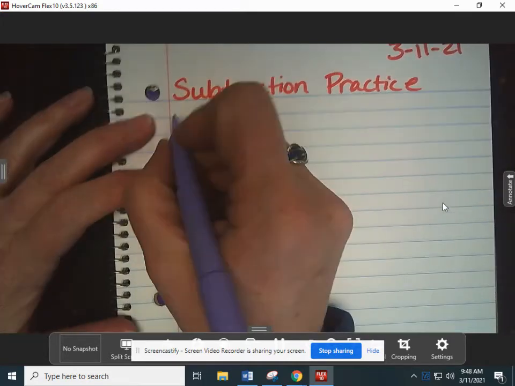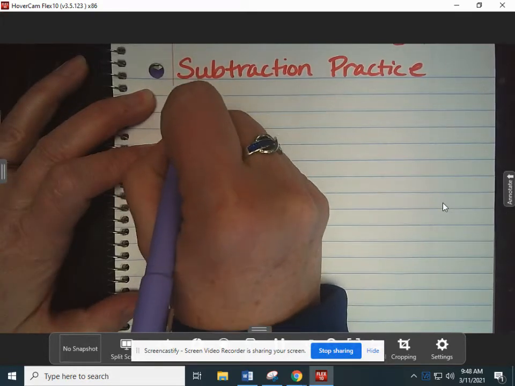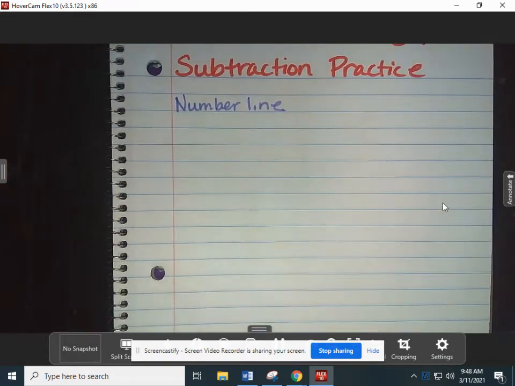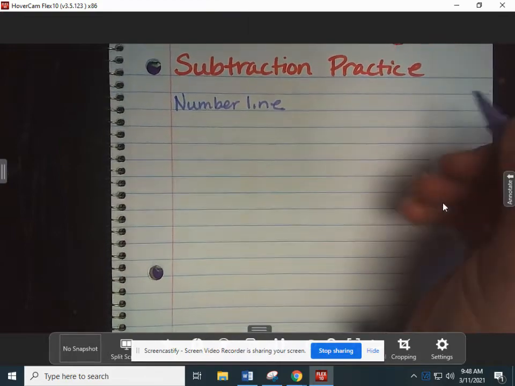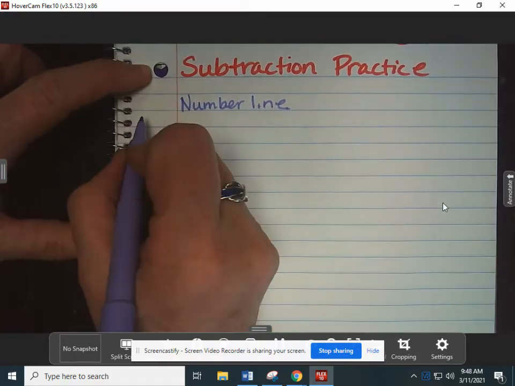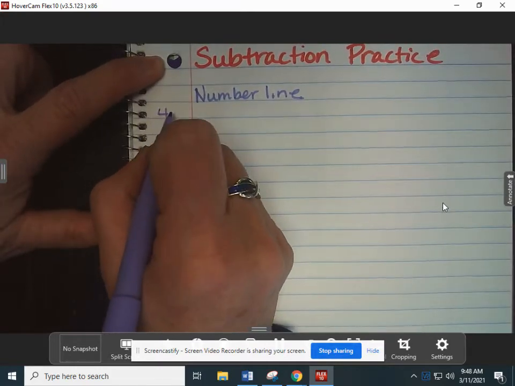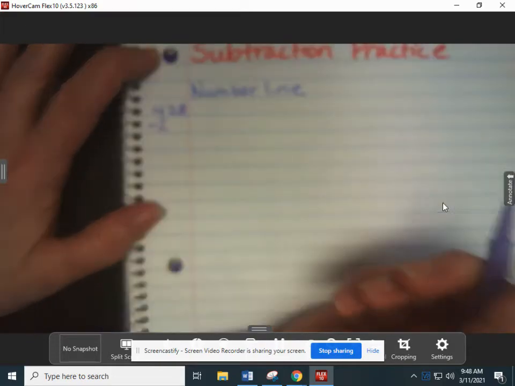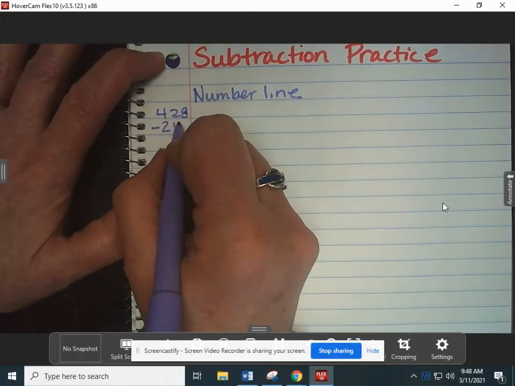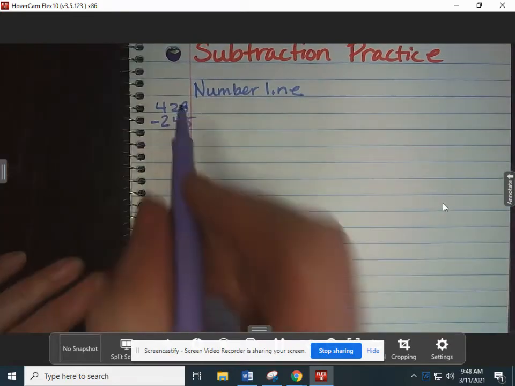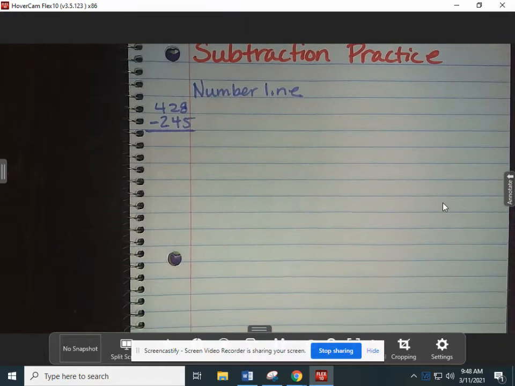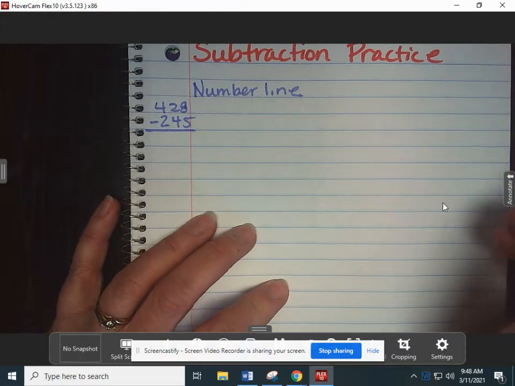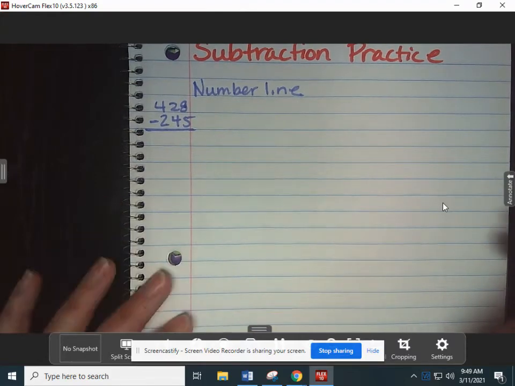Okay, so the first thing we're going to do is write number line, because that is a strategy. So I'm going to write in the margin. For example, if we were doing 428 minus 245, we can do it on a number line. We don't always like to do the number line, but it can be done. Please remember, it is an option.